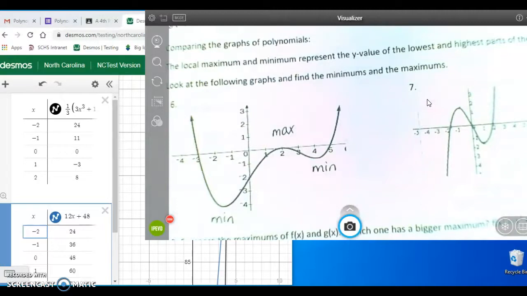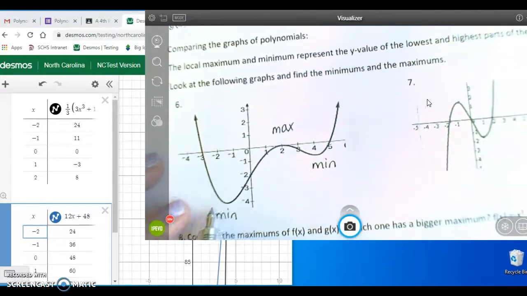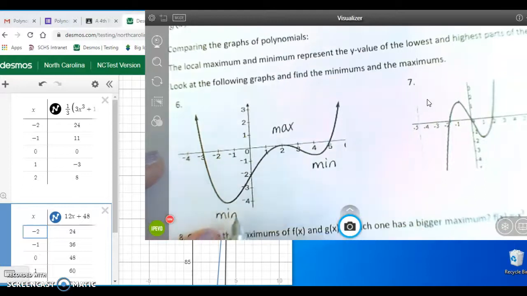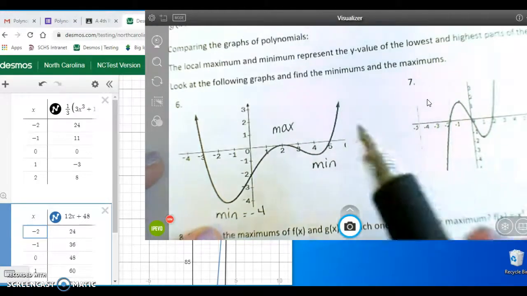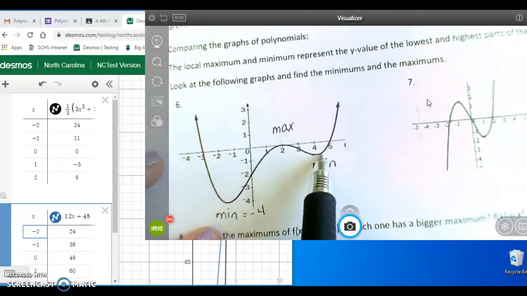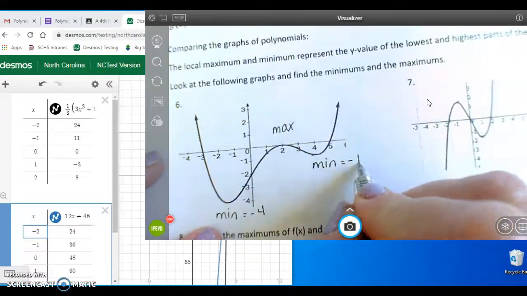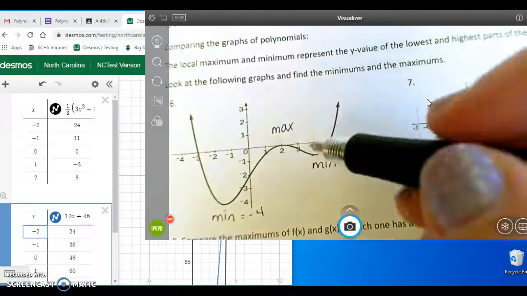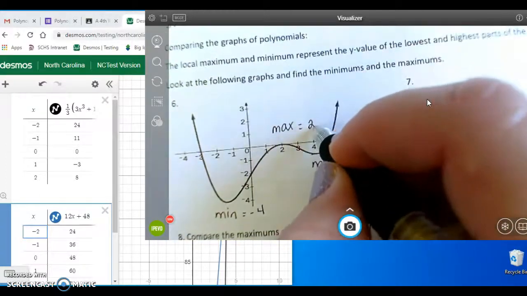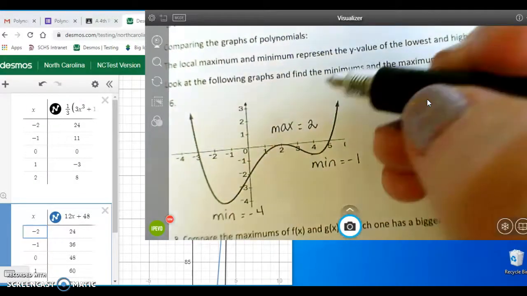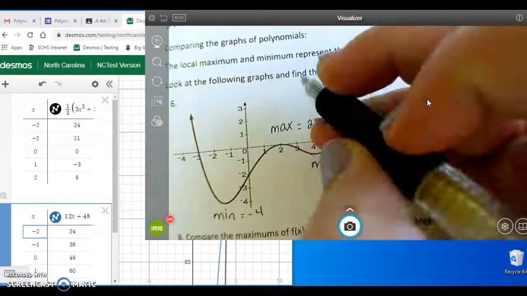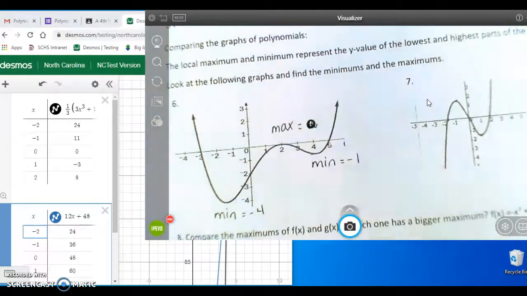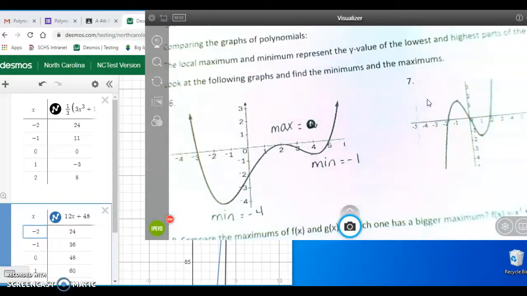And if I said, what is the minimum? Then you would tell me the y value. So the minimum here is whatever the y value is, it's -4, so -4 is my answer there. The minimum here is whatever the y value is, so it's -1 on that one. And then the maximum here is 2, and so not 2, because that's the x value. I've got to talk about the y value. So the maximum is 0, because that's where it is on the y-axis.